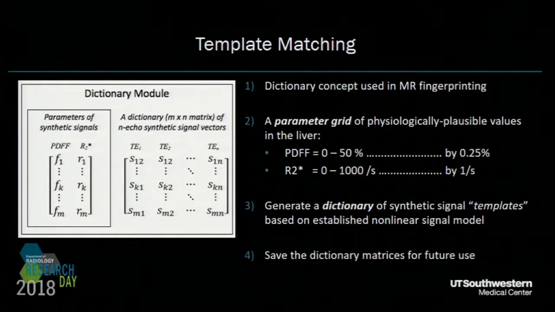You'll find it very familiar because it's the same technique that Ali Piraste has presented. He called it dictionary search. I call it template matching. So how does this work? Basically, we use a parameter grid of physiologically plausible values of PDFF and R2 star, and we generate a bunch of signal templates. Basically, each template telling you how the MR signal is going to behave across different TEs.